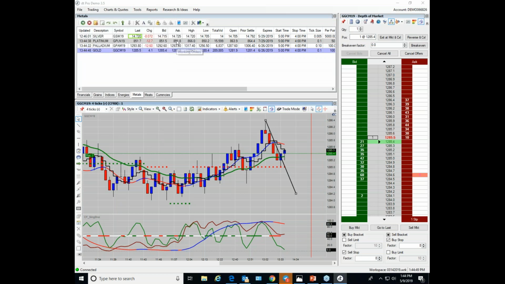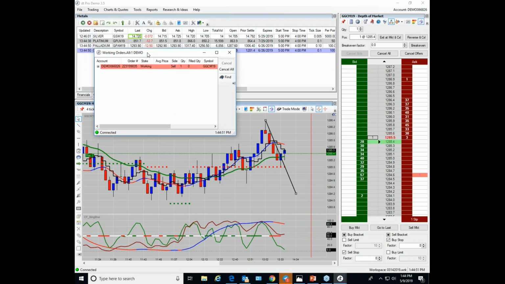You should do this. This box should always be open. This one here, your working orders box. Here's my stop. It's represented in this box. It's also represented here on the DOM. Okay.